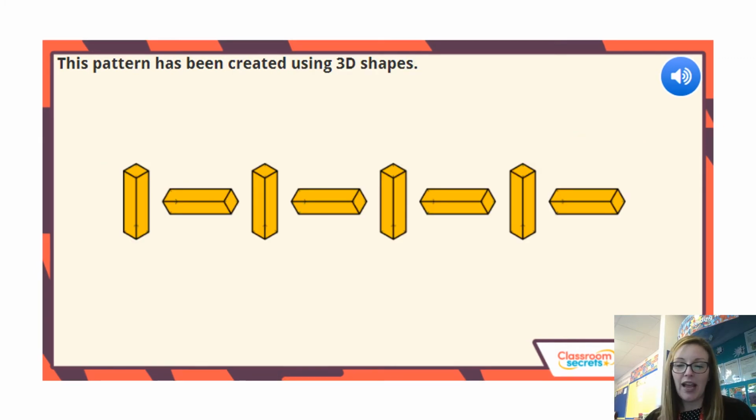Now here we haven't used different shapes. I've used the same 3D shape, a cuboid, but to make a pattern I have changed the way round that it is facing. So to start with, the shape is stood up, then it's laid down, then it's stood back up, then it's laid down. So you can see each time it repeats as to where that shape is facing. So it's still a repeating pattern, but it's just using one shape. The way we've created that repeating pattern is by where that shape is facing.